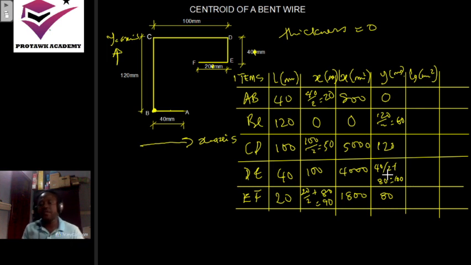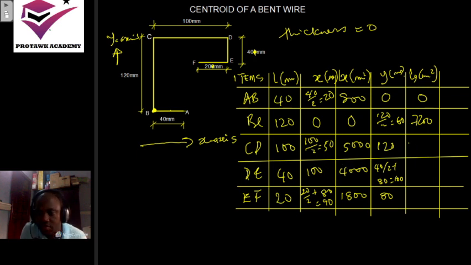So what we now need to do is to multiply the centroidal distance by the overall length of the member, which is Ly. So this is 40 by 0, we have 0. Here we have 60 by 120 by 60, we have 7,200. Then the next one is 120 by 100, which is 12,000.